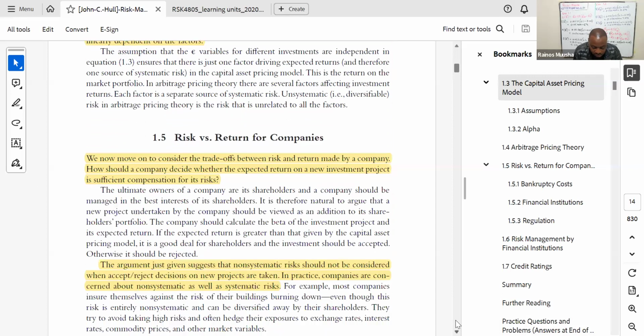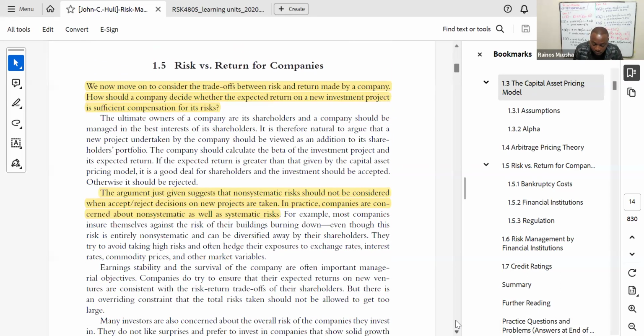Then on section 1.5, they also look at the risk versus return for companies. And they say, we now move on to consider the trade-off between risk and return made by a company. So how should a company decide whether the expected return on a new investment project is sufficient compensation for its risks? So the argument just given suggests that non-systematic risks should not be considered when accept or reject decisions in new projects are taken. Because remember we said we're assuming that the investor's portfolio is fully diversified, so we don't worry about non-systematic risk. So here they say, in practice, companies are concerned about non-systematic risk as well as systematic risk.